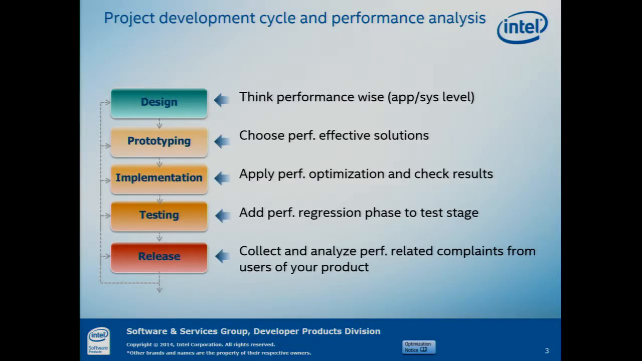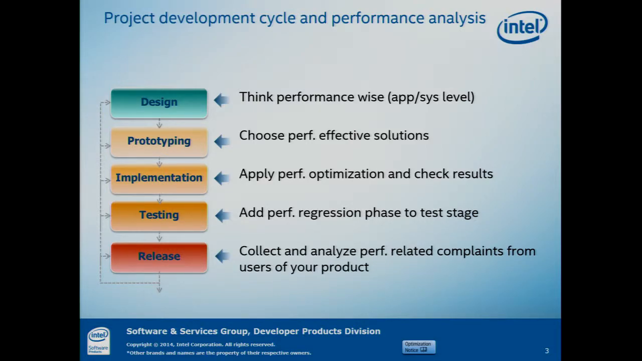When you're designing, think about your algorithm from a performance perspective. Yes, you want the algorithm to compute the number that you need, but you also want to do it efficiently and quickly. When you're in the prototyping stage, choose performance-effective solutions and try out several of them and monitor their performance. When you're in the implementation phase, apply some performance optimizations and add that to your regular testing, right? Change things that don't affect the outcome of the algorithm, but change how the performance works. And I've got more slides on all of these various phases throughout the presentation.